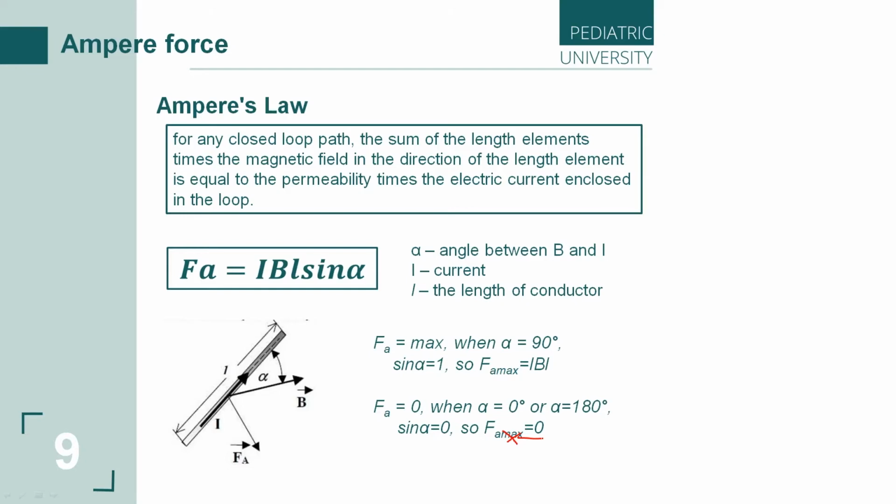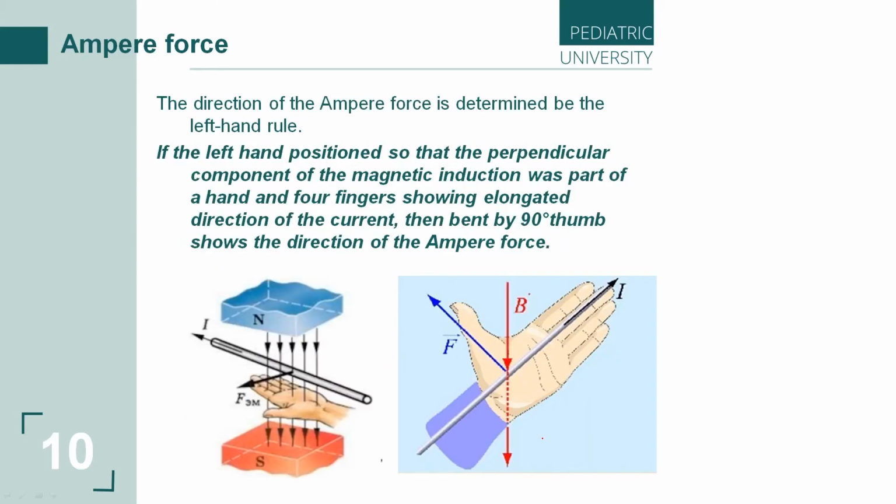So this experiment shows us that the ampere force is maximum when the current is perpendicular to the field. How can you and I determine the direction of the ampere force? For this, we will use the left hand rule.